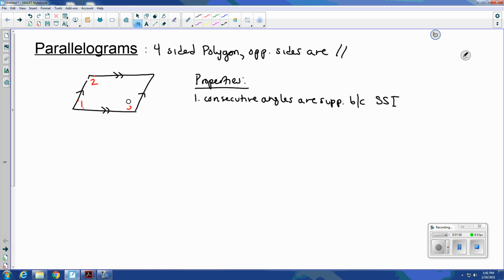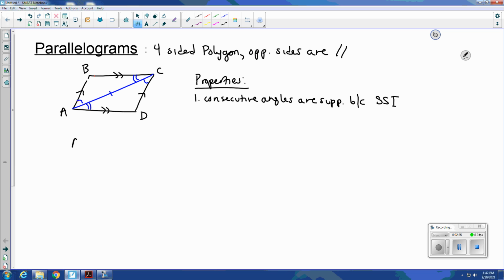Other properties are going to be found by dividing this quadrilateral into triangles. So if I draw a diagonal, then we can figure out some other properties. For instance, this angle here is congruent to that angle there because they are alternate interior angles. And this angle is congruent to that angle by the same reason, and these two triangles share that diagonal. So we can give the angles a name.